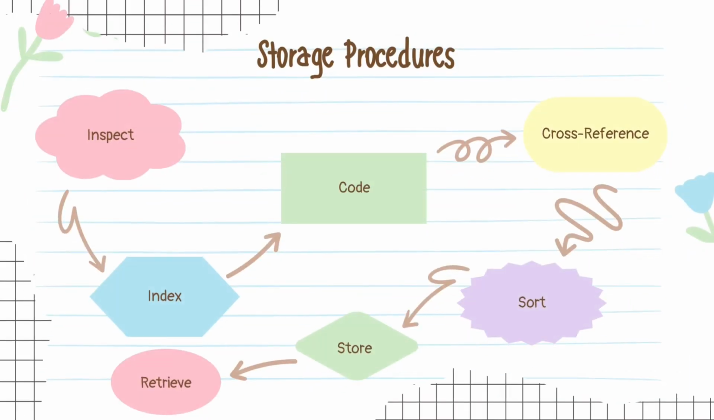Now we are going to the last part of this chapter, which is storage procedures. There are 7 procedures for storing correspondence records. Records must be inspected to check for release mark, indexed to read content to determine filing segment, coded to mark filing units on records, cross-referenced if necessary, sorted to arrange records alphabetically by filing segment, stored by placing the record in the appropriate folder, and the last is retrieved, which is to locate a record by filing segment.